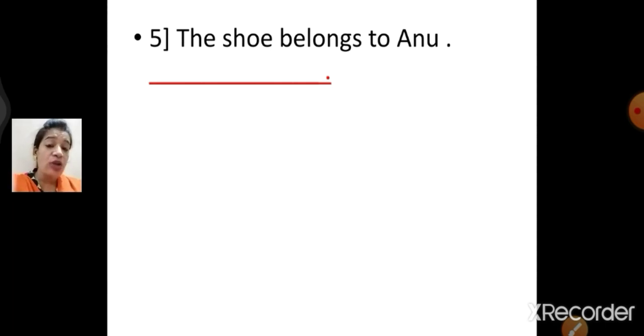Now see the fifth one. The shoe belongs to Anu. So whose shoe is it? It is Anu's shoe. A-N-U, Anu, apostrophe S. Anu's shoe. It is Anu's shoe. The shoe belongs to Anu.